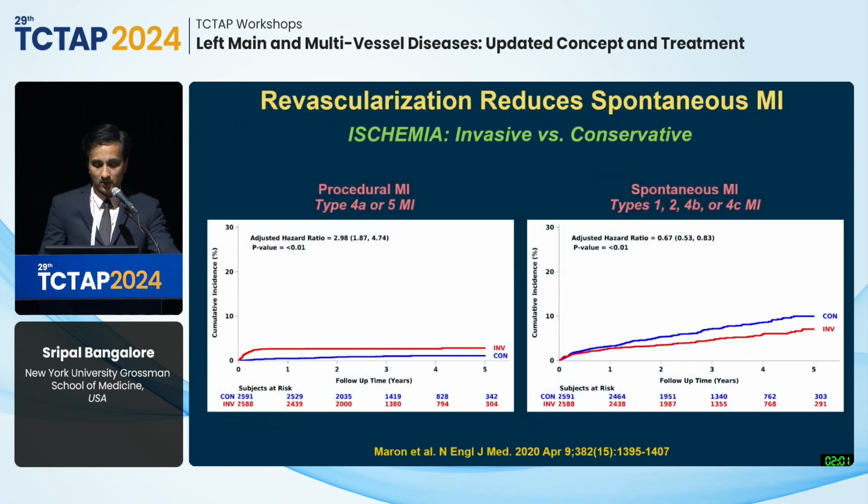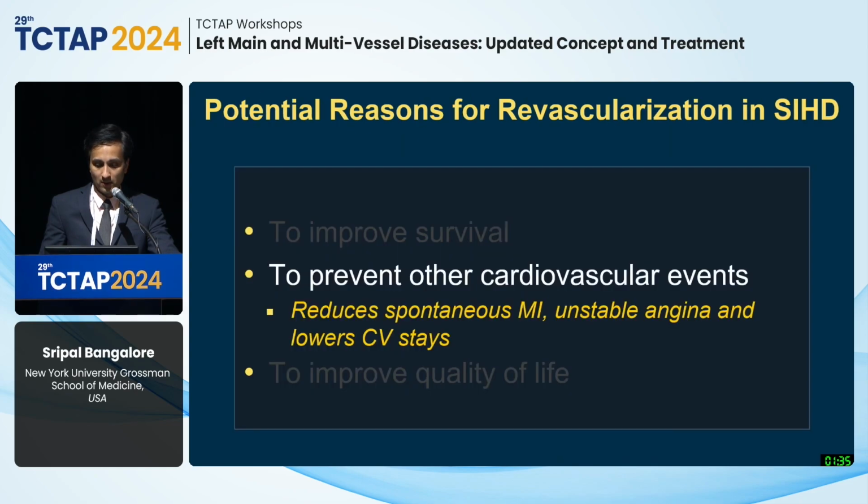Now moving on, what are the other reasons to consider revascularization in multivessel disease? Can we prevent other cardiovascular events? In the ISCHEMIA trial, we showed that invasive strategy increases procedural MI, but there is a significant reduction in spontaneous MI. You can see that the curve starts to separate early on, more around the 1-year time point, and the curves continue to diverge. There is a 33% reduction in spontaneous MI, and it's likely that this is what is translating into a decrease in CV death at 7 years of follow-up.